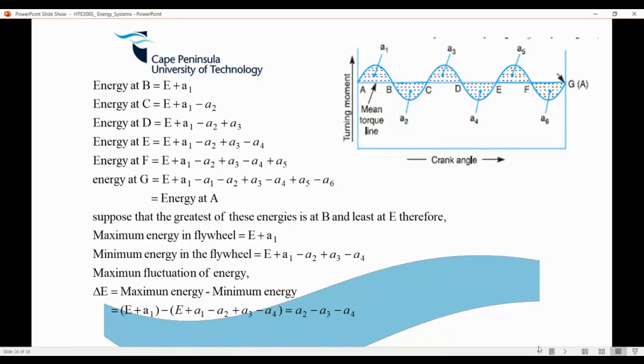What they're saying there is they suppose that the greatest of these energies, the fluctuations, will occur at B at most and at E at least. What you essentially do is, if you look at B, it is E plus A1, and if you look at E, it is E plus A1 minus A2 plus A3 minus A4. If you subtract the two, you get your maximum fluctuation of energy. So basically your maximum energy minus your minimum energy within the cycle gives you your change in E, which is your maximum fluctuation of energy.